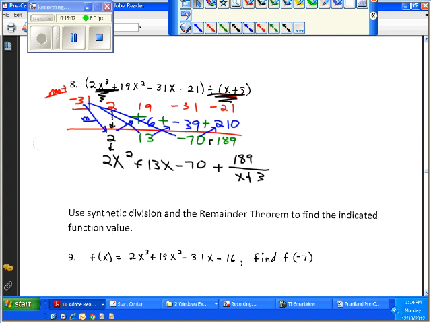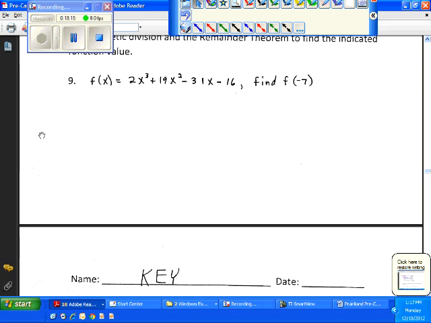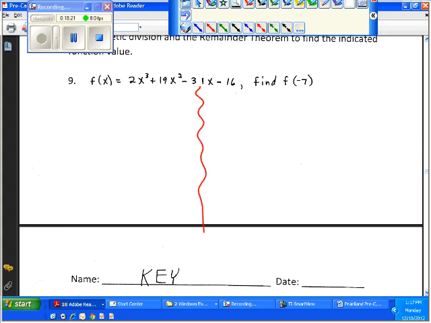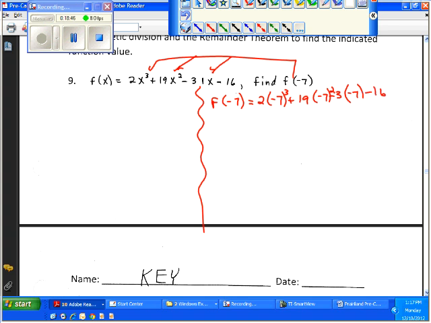Now, number 9, we're using synthetic division and the remainder theorem to indicate the function value. Okay? So we want to find f of negative 7. First of all, let's find f of negative 7 the old-fashioned way. We would stick a negative 7 in place of x everywhere there is one. And so f of negative 7 is equal to 2 times negative 7 cubed plus 19 times negative 7 squared minus 31 times negative 7 minus 16.